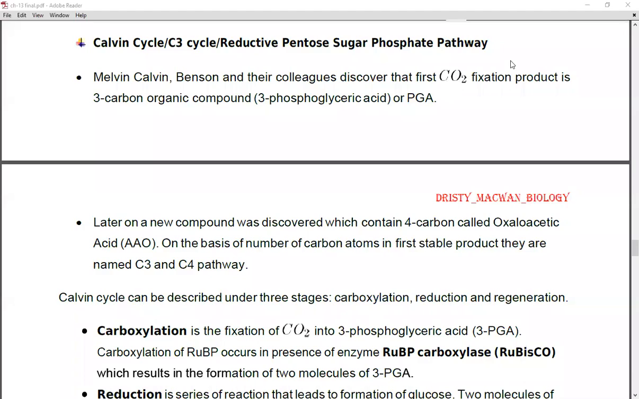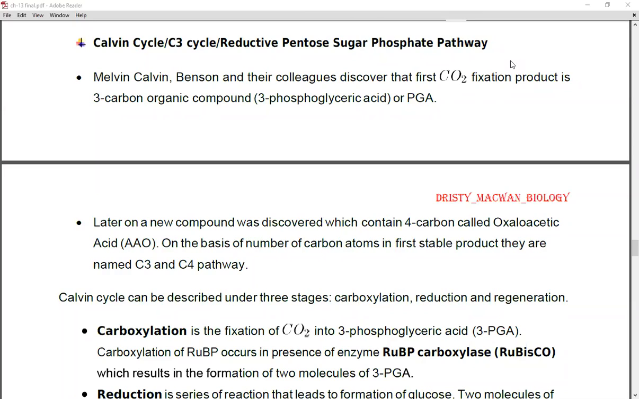Today we are going to see 11th science biology and we are going to resume chapter 13, that is photosynthesis in higher plants, right? We have already completed many topics, and today we are going to see the most important topic of this chapter, and that is the Calvin cycle, right?